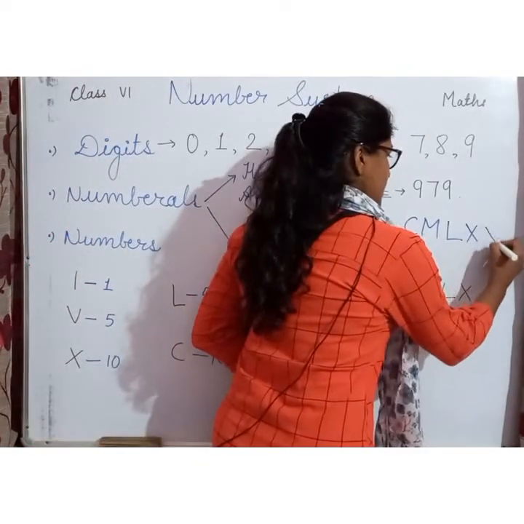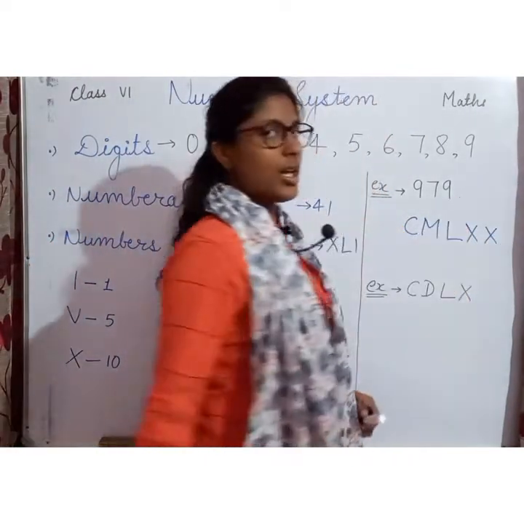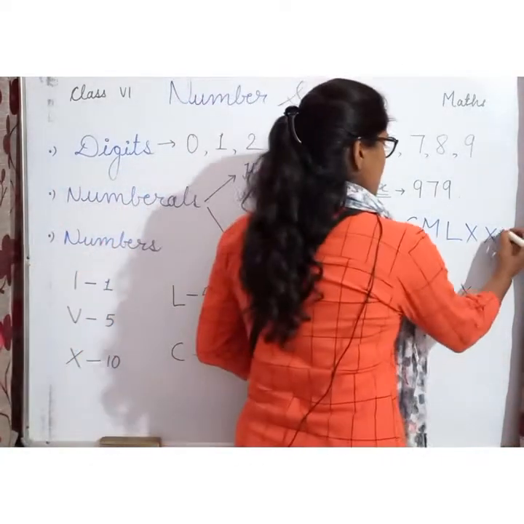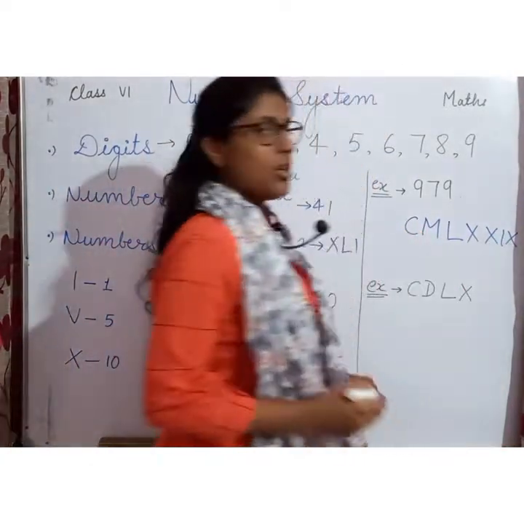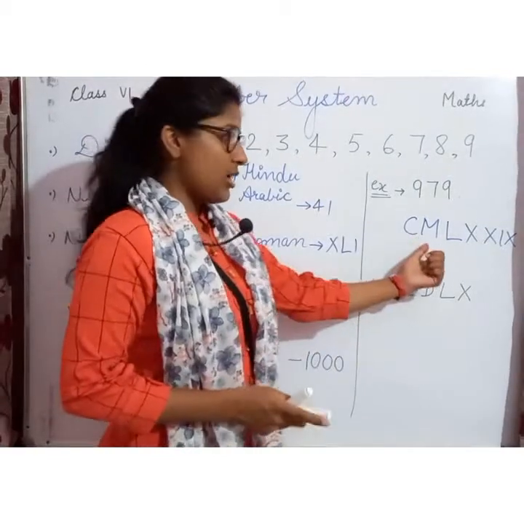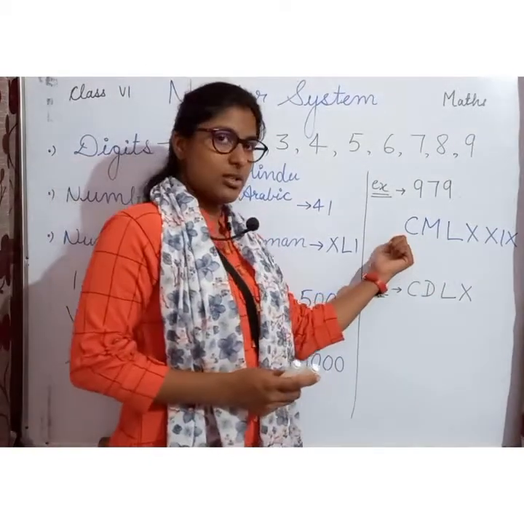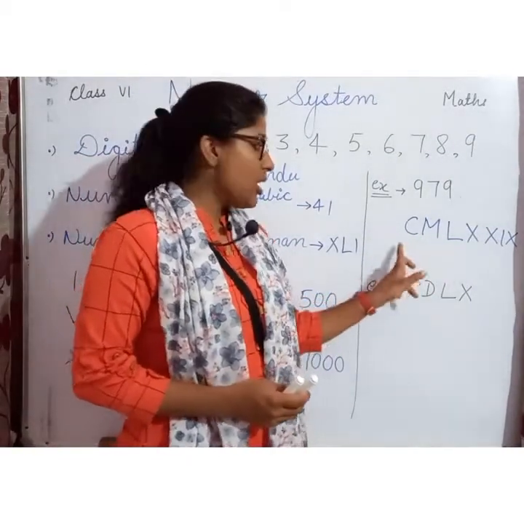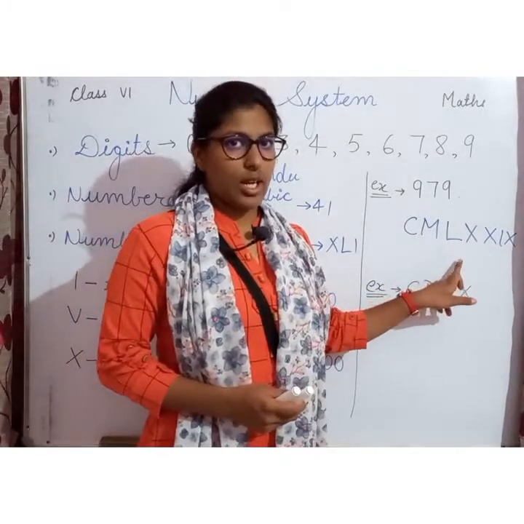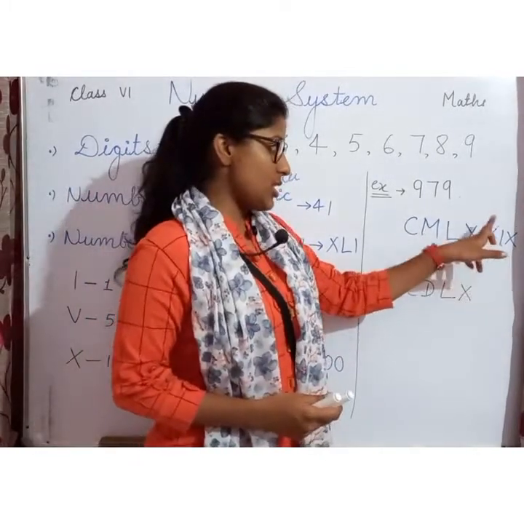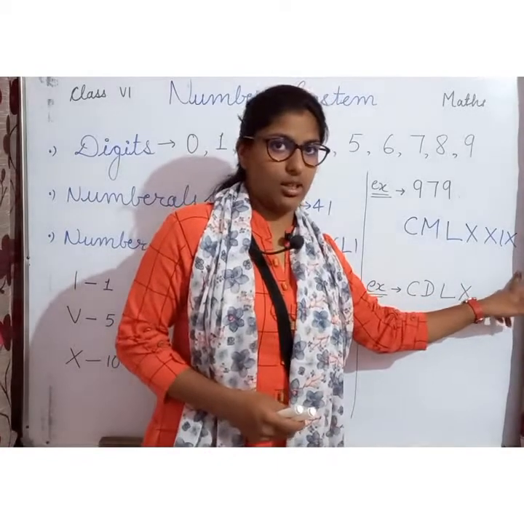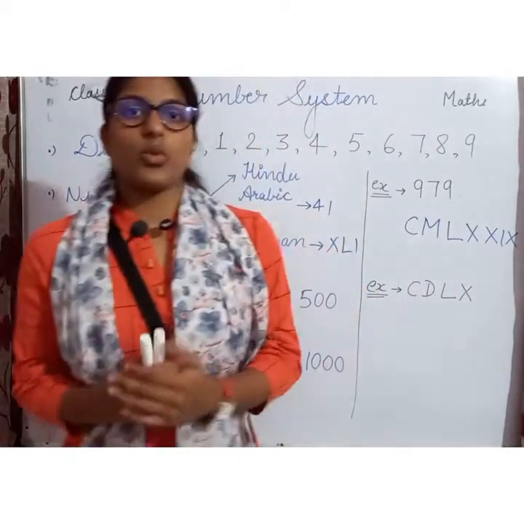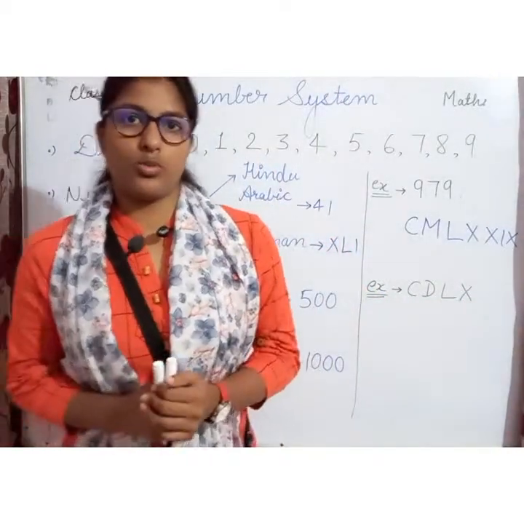Then 60, 70, and we need 9. Yes, so this is 9. So this is 1000, then minus 100, 900. 900 plus 50, 950, 960, 970 and 979. So in this way you can form any kind of Roman numeral.